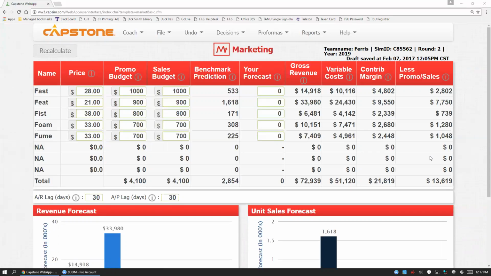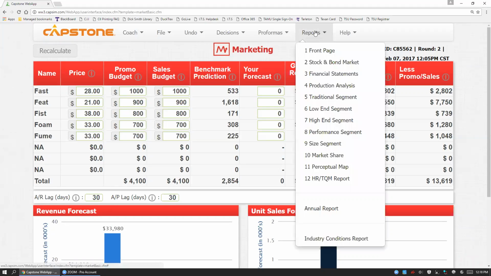Within the marketing function in the Capstone simulation, you're making decisions across four areas: price, promotional budget, sales budget, and forecast. We'll begin with the discussion of price. What should you charge for your products? The answer should be driven by consumer preferences. You shouldn't be making these decisions blindly. For each of the segments in which your sensors compete, you have consumer preferences available to you.